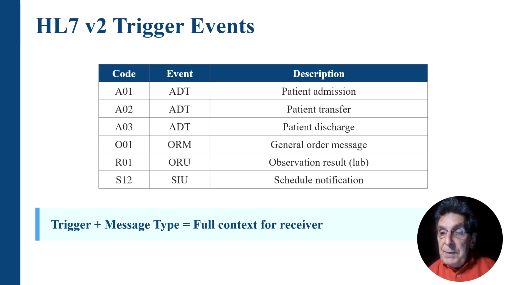So, the combination of message type and trigger event gives the receiving system full context. When you receive an ADT message with trigger A01, you know exactly what happened. The patient was admitted, and you can process accordingly. So what kinds of real-world events in a hospital workload do you think would trigger HL7 messages? Think about the activities that happen from when the patient arrives all the way through to when they leave. There are a lot of trigger events.